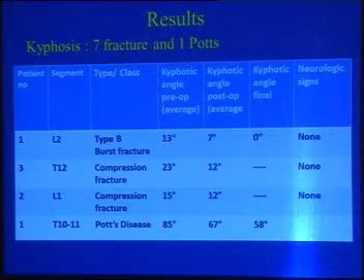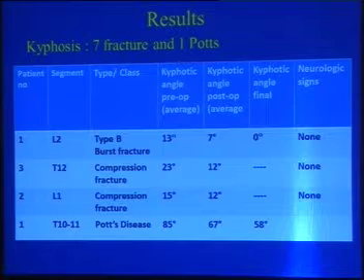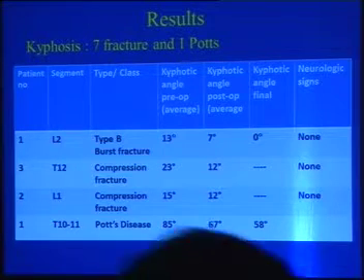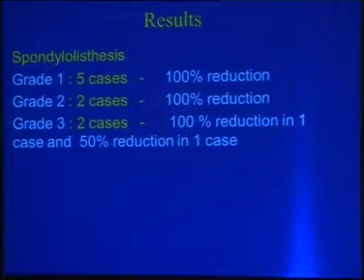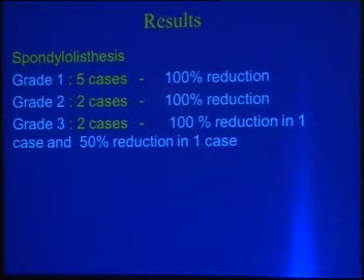The results in kyphosis: 7 fractures and 1 Pott's. There were initially different kyphotic angles, 13, 23, 15, 85, and in fracture cases we achieved 0 degrees in all. In Listhesis cases, grade 1 and 2 is not a problem. You will always achieve 100% reduction. In grade 3, our 2 cases, one which I showed, we had 100% reduction, in the other one, we got only 50% reduction.